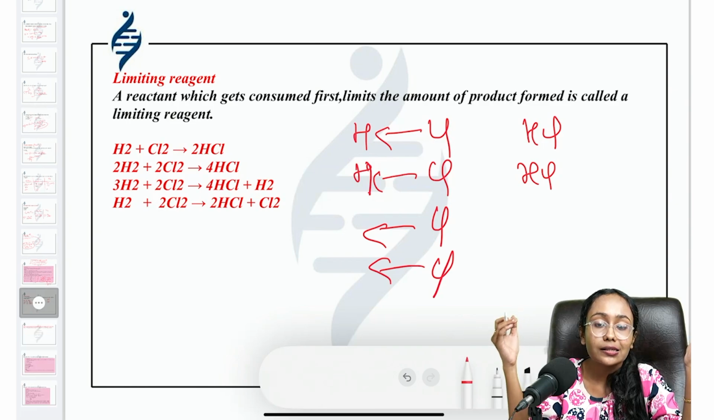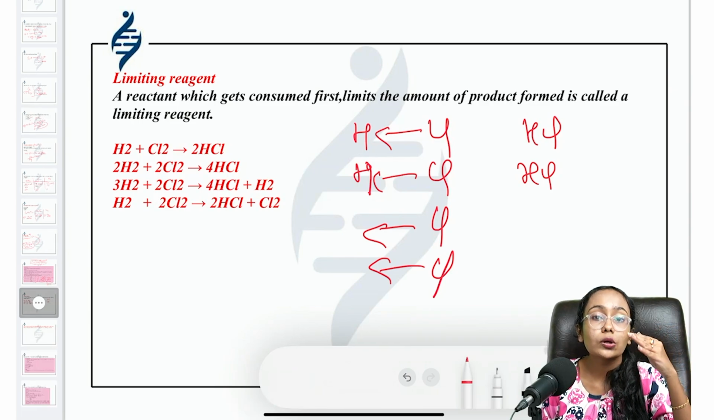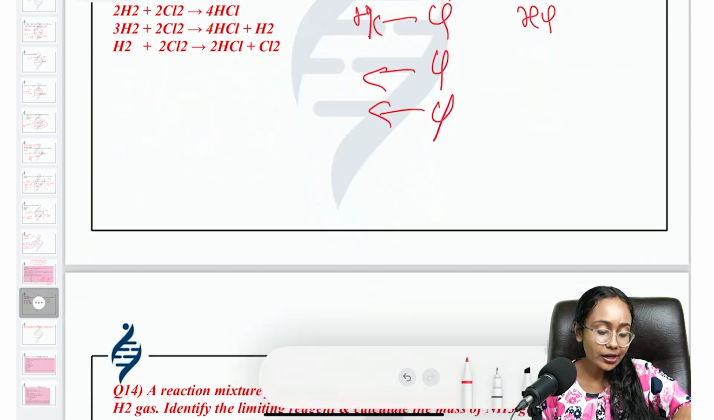So which reagent determines the quantity of product formed, or which is the reagent that is completely used up in this reaction? Hydrogen is the limiting reagent. Yes, hydrogen is the limiting reagent. So you now understood what the concept of limiting reagent is, right?